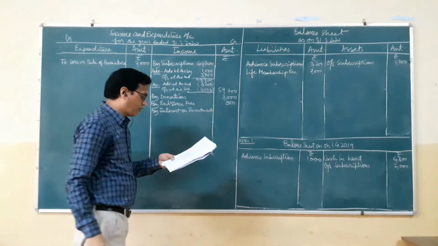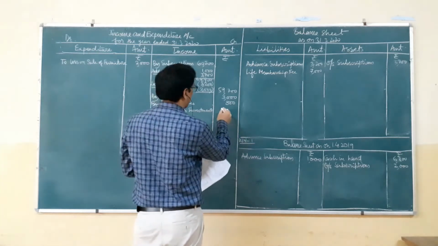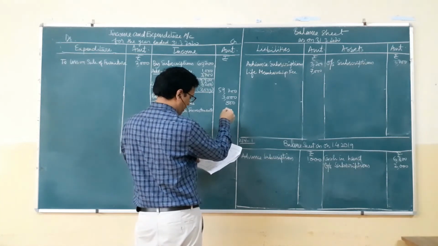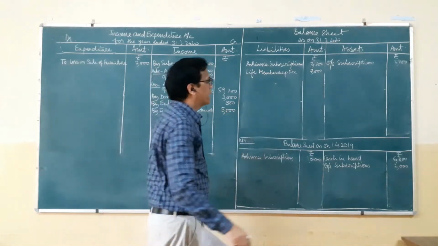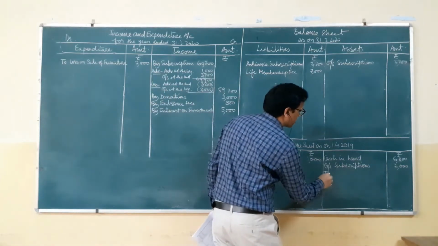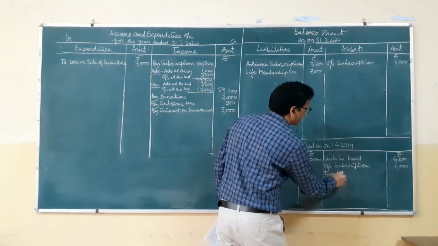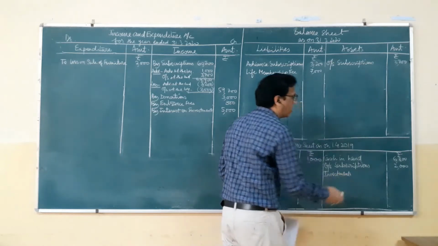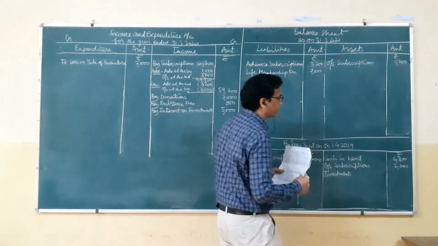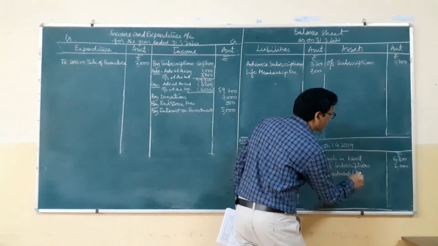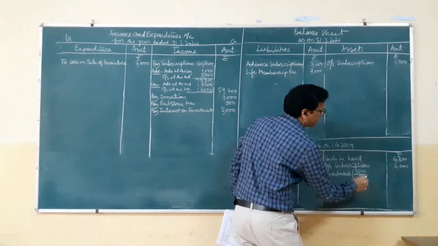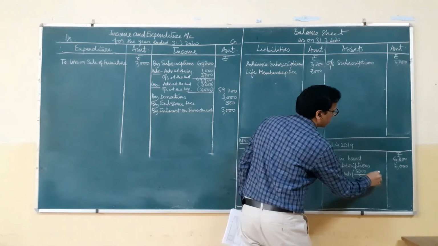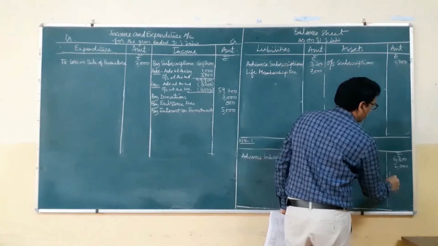This interest is at 5% per annum for the full year, so it is 5,000. It means there were investments. Now, how to calculate this amount of investments? I am showing it here in the bracket. 5,000. What is the rate of interest? 5%. So it will be 1 lakh.